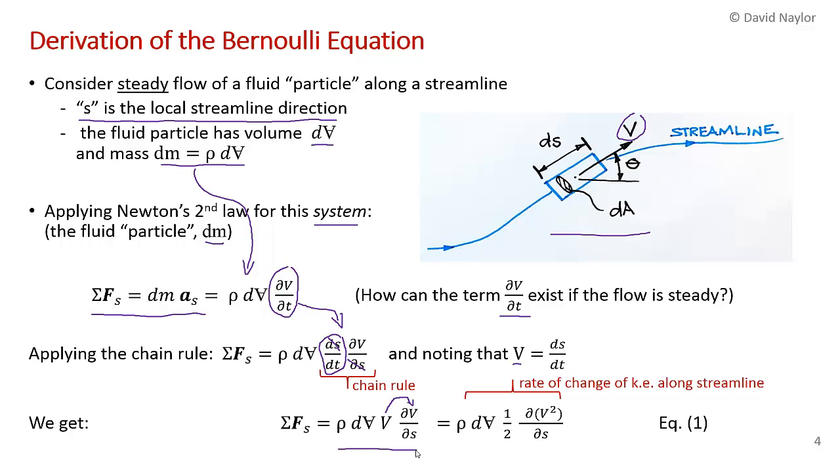So that's just a little trick, and now you can see that if you look at this term, it looks like kinetic energy, right? This is mass, and this is 1/2 v squared, and then there's a rate of change with distance, right? So it's actually the rate of change of kinetic energy along the streamline equals the sum of the forces on the fluid particle. So that's another way of expressing Newton's second law. So I'm going to call that equation 1. So we've rewritten Newton's second law in a form that is going to be useful for our streamline analysis.